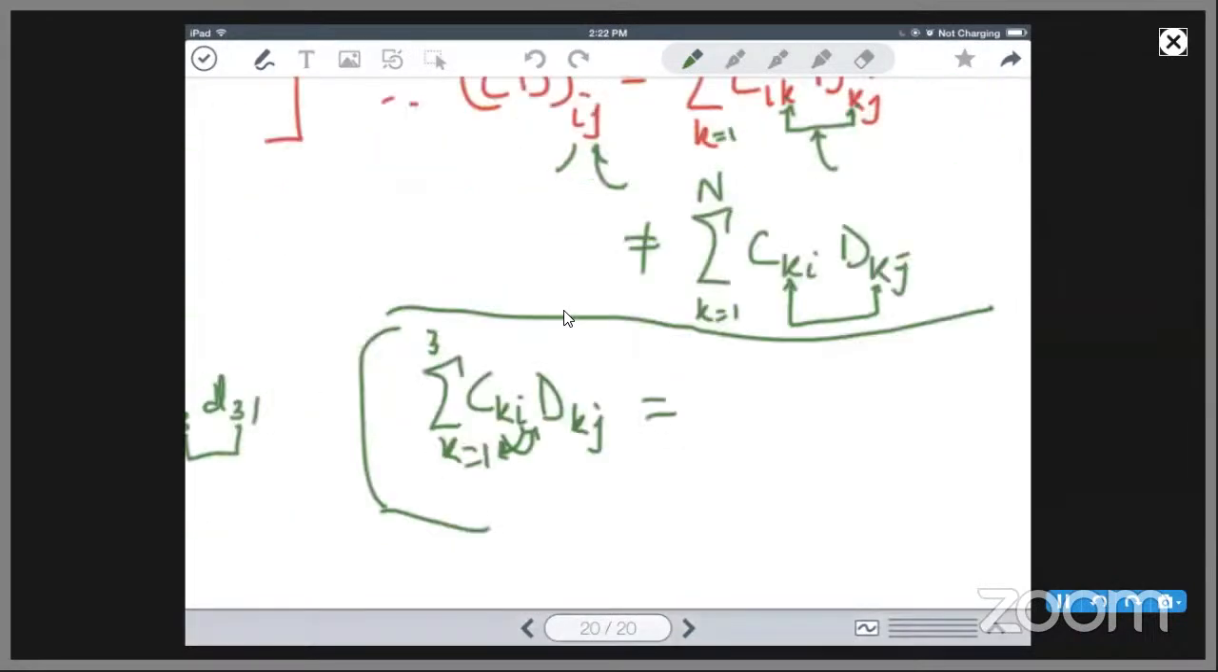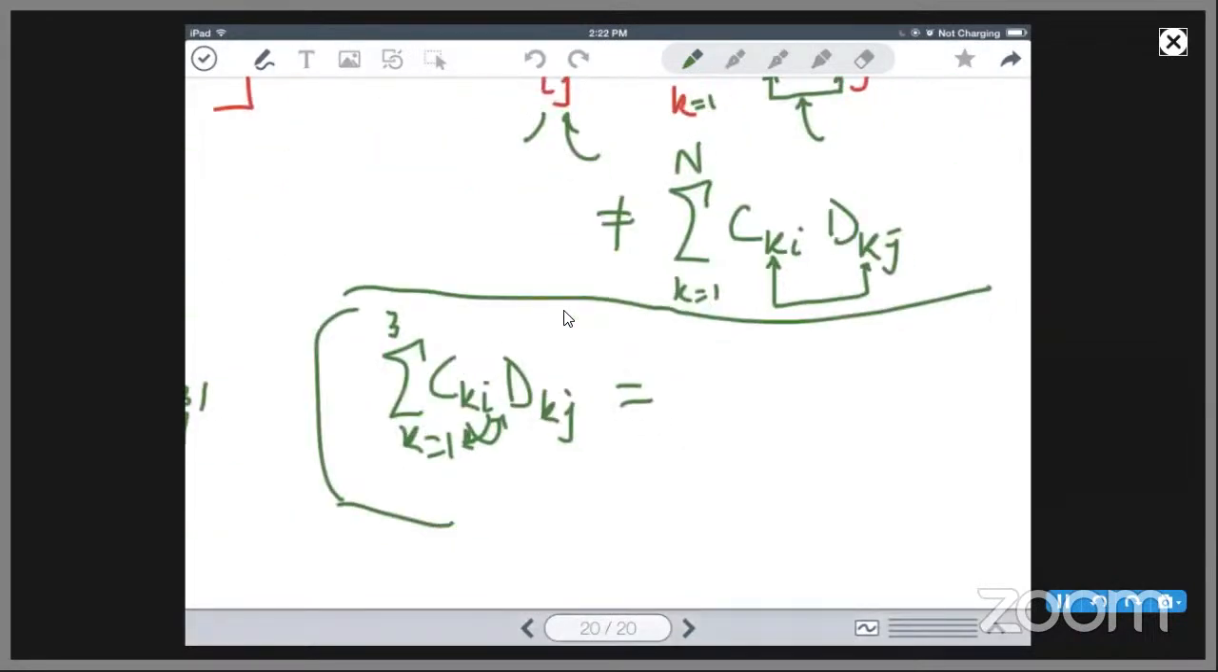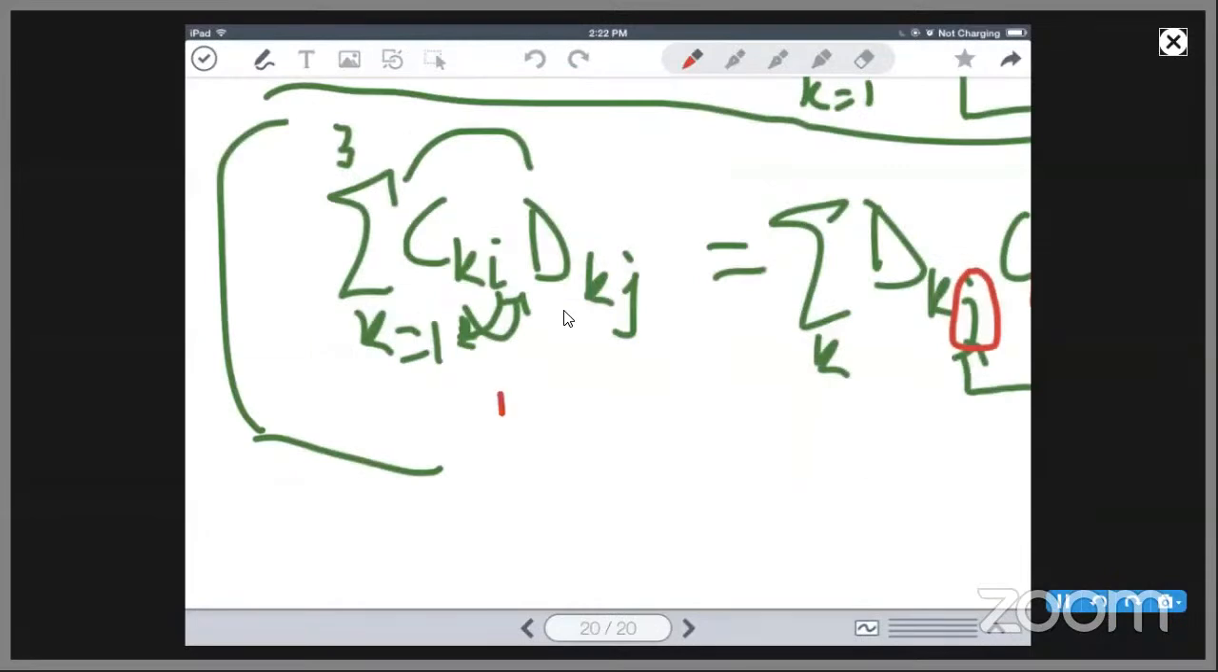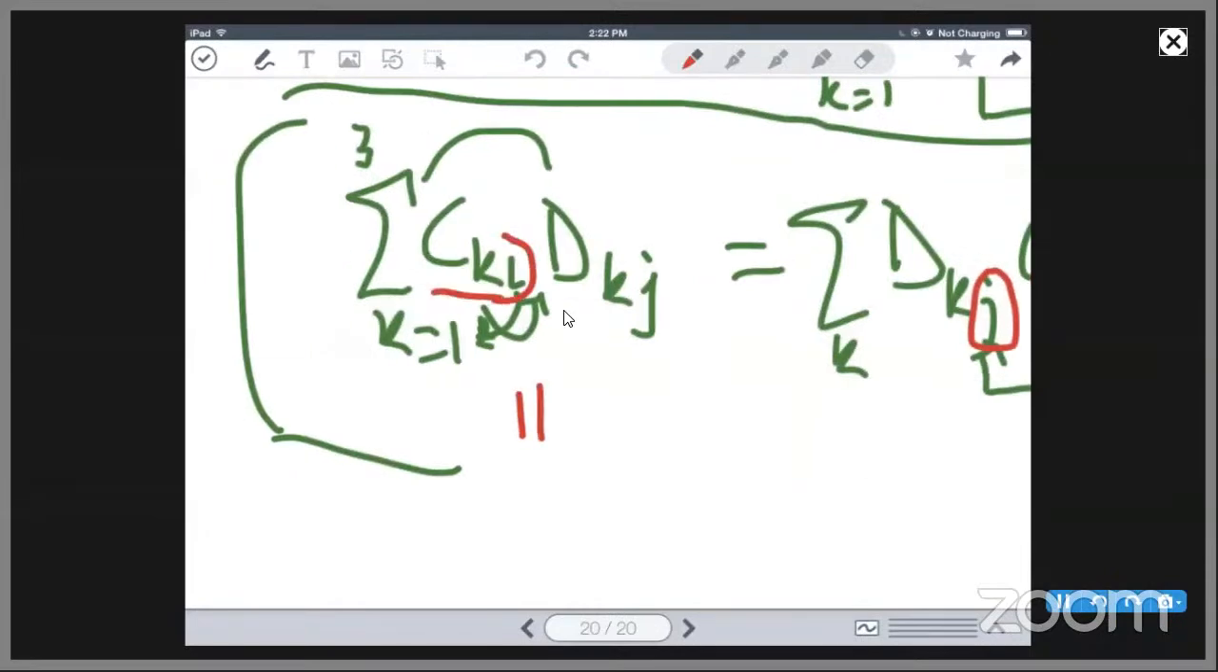So a simple thing you can do is, if you write it as DKJ, CKI, sum over K, this still does not help you. Okay, so I put this one first. It still does not help me because this outer index and this inner index are not the same. Okay, so you need the outer index and this inner index to be the same. In this case, they are still not the same. One simple thing you can do is flip this index KI and write it as CIK.